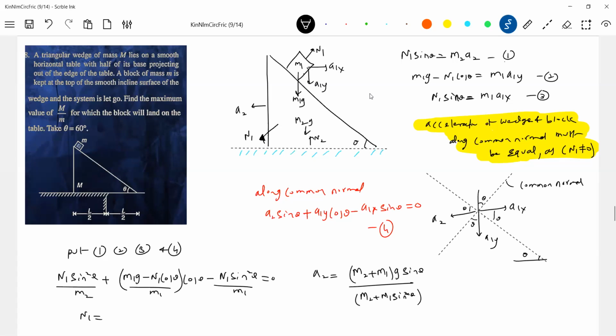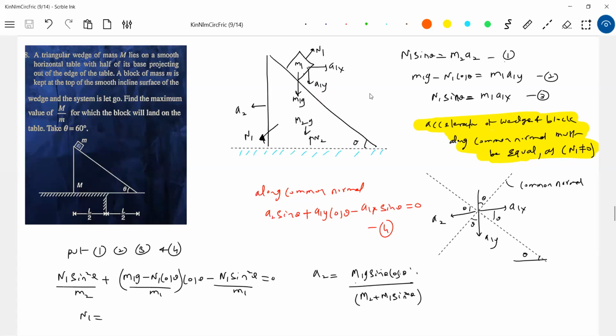Sorry, A naught is needed. No, we don't need this one. A naught will be mg sin theta cos theta over (m plus m1 sin squared theta) times g. Shall I take this value? There's a value of A2. But again, what we need is A1x and A1y.